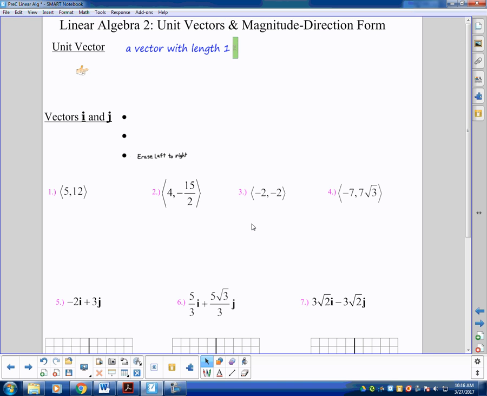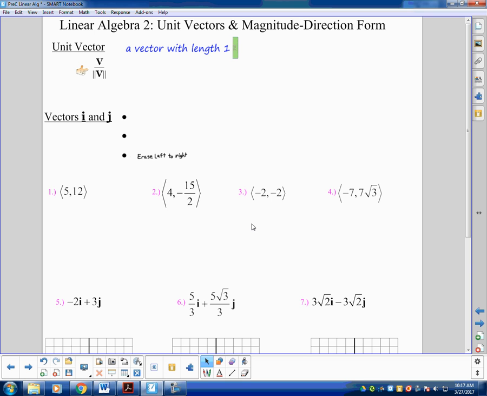Okay. So a unit vector is a vector with length 1. Here's how you transform it to a unit vector. You take the vector and you divide it by the magnitude. So to change a vector to a vector of length 1, you divide it by the magnitude.